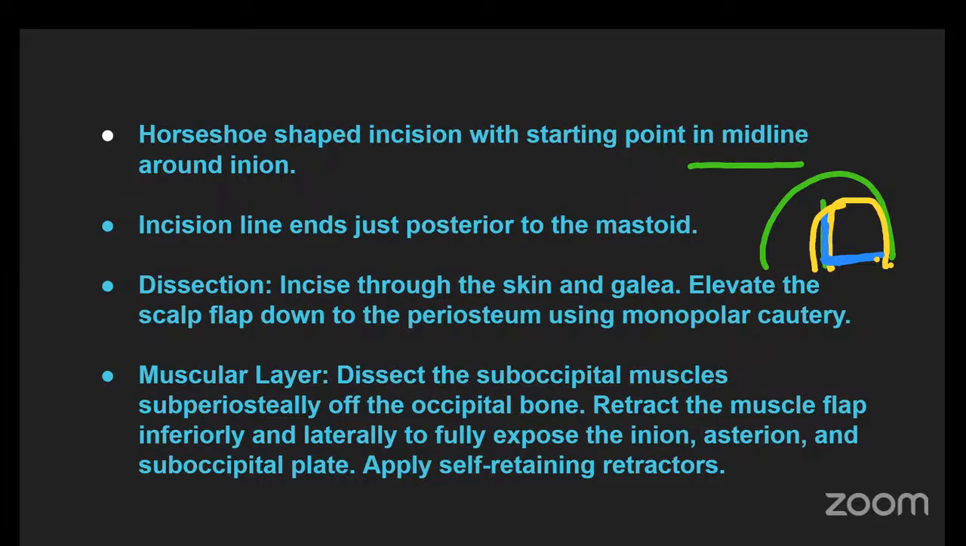We incise through the skin, through the galea, and we do the muscular layer. After the muscular layer, we retract the periosteum fully. You can use self-retaining retractors. Even if you're starting here, if you undermine slightly, you can most definitely put the retractors and create this space. But it will create some tension on the tissue.